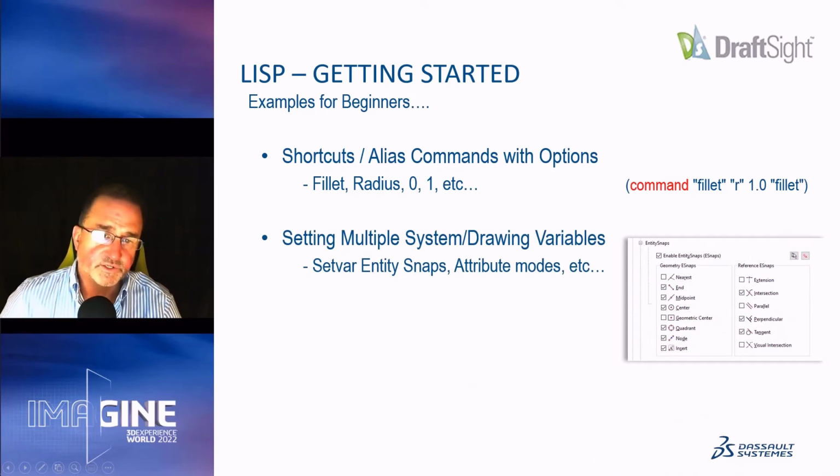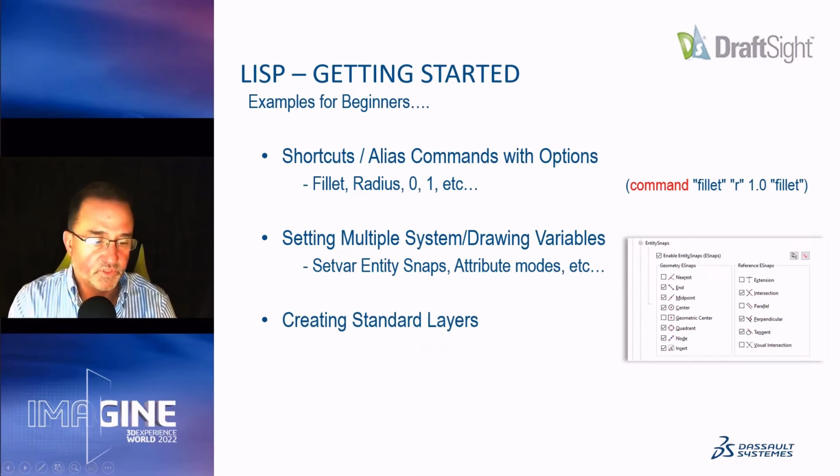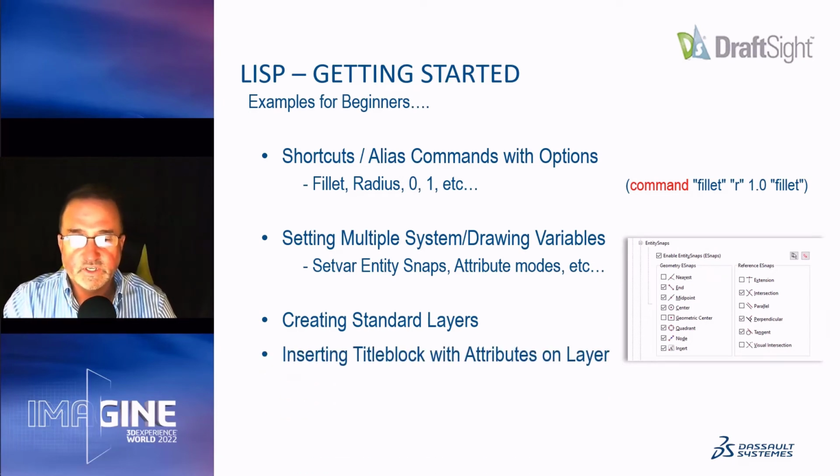The other thing you might consider is looking at if you have system variables or drawing variables, things that you're trying to set up. I like to have my entity snaps set automatically. In this case, I have a certain setting, and I'll set it up with a certain mode. 119 is my preference. I think that's the one that I see on the screen there. Also, another use is creating standard layers. Oftentimes, you'll need to create layers. You'll get drawings that don't have layers, so it's a really good, easy thing to do to just write a Lisp routine to create those layers.